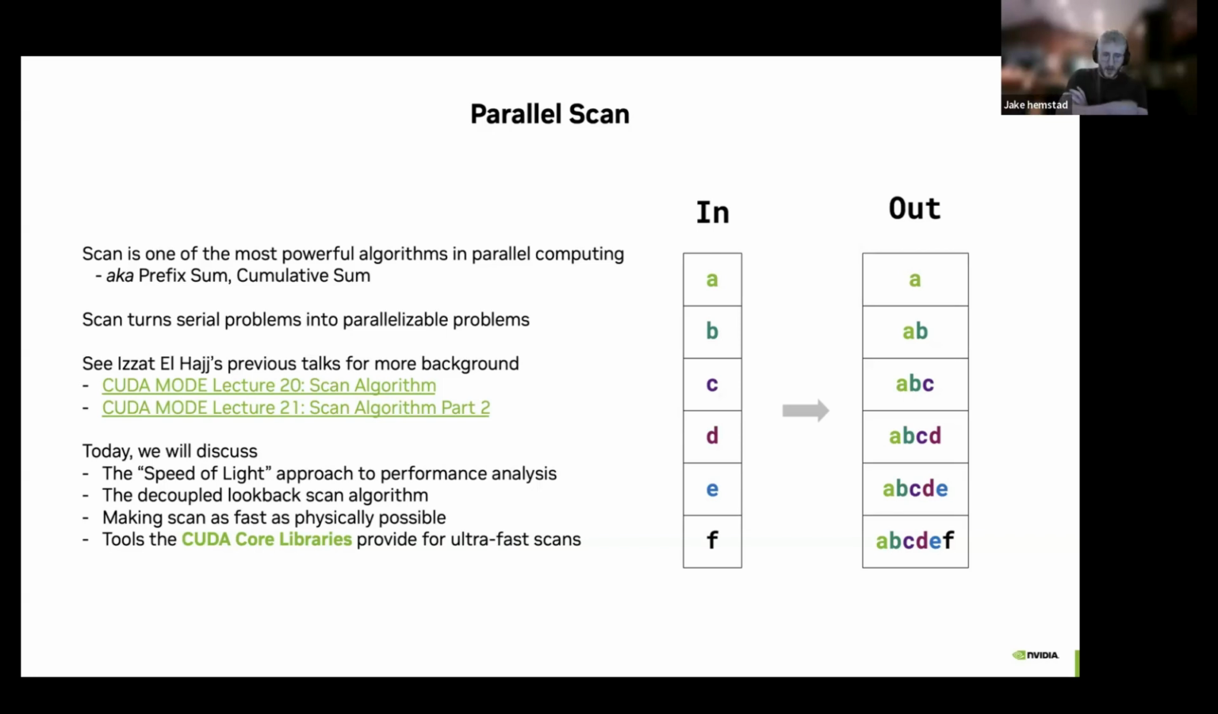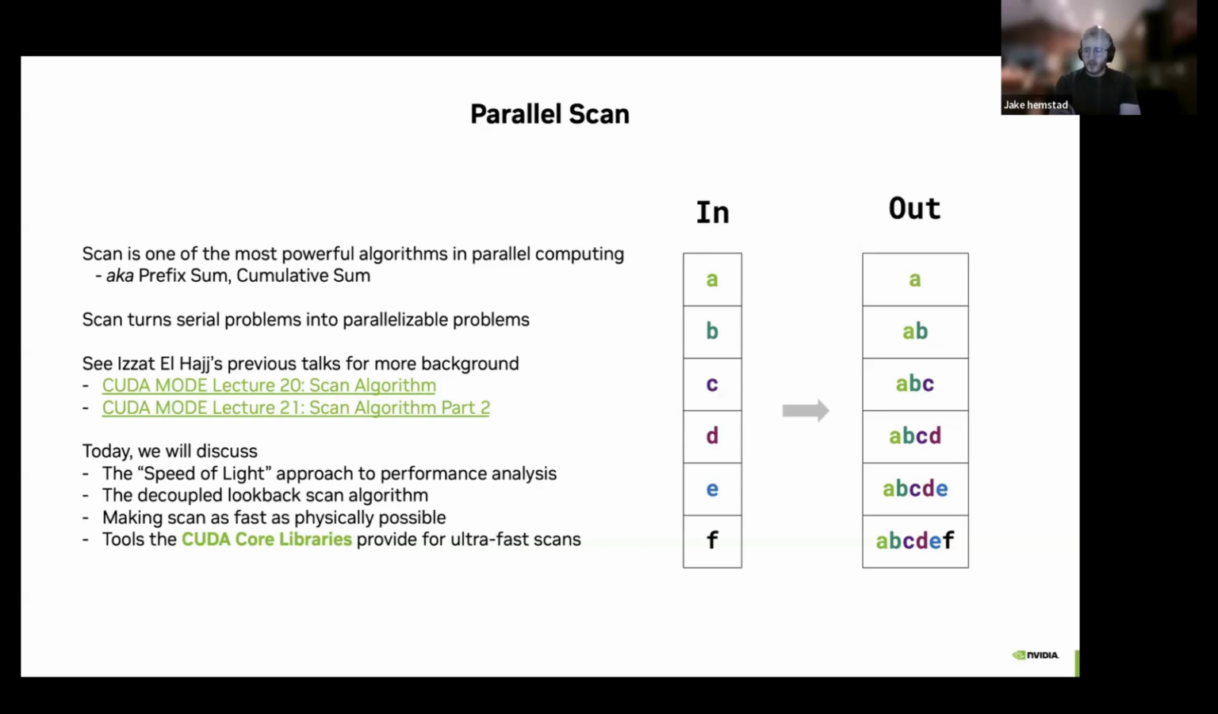And so Izzat talked about this awesome algorithm, and we could have 20 lectures about this algorithm because it's so cool. For a deeper dive into the background, go back and watch Izzat's talk. What we're really going to focus on today is taking those foundations and asking, how do we take scan and do it literally as fast as possible on the GPU?